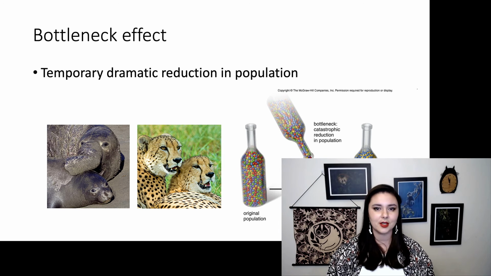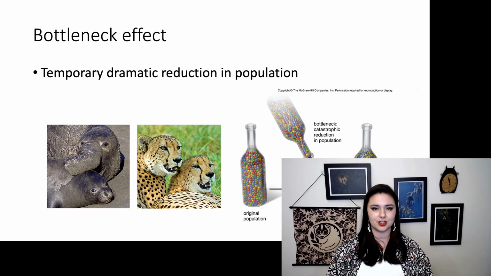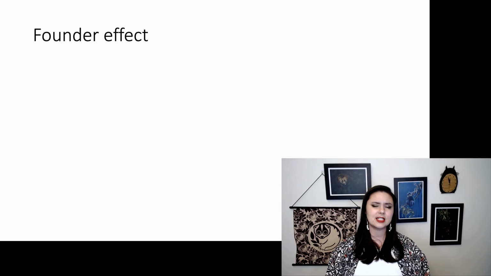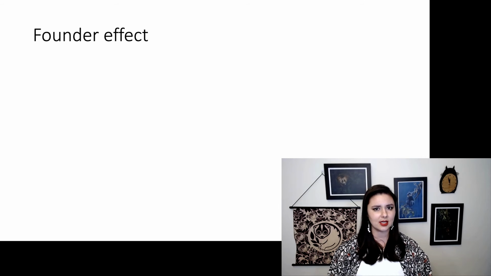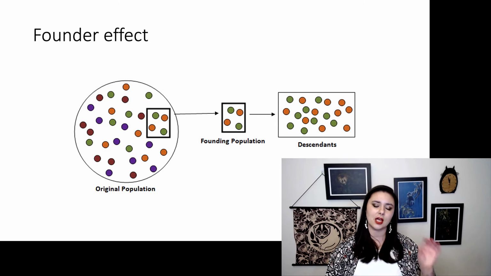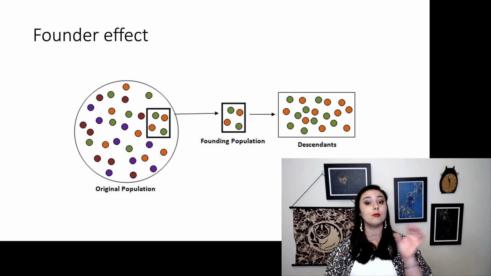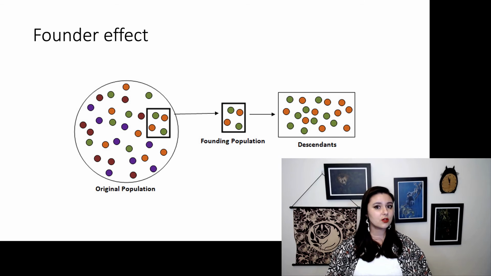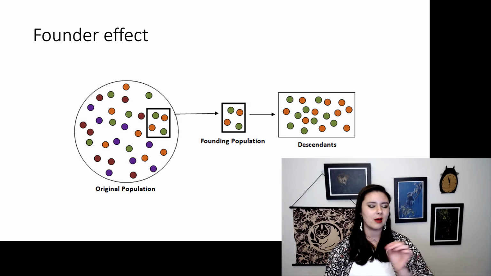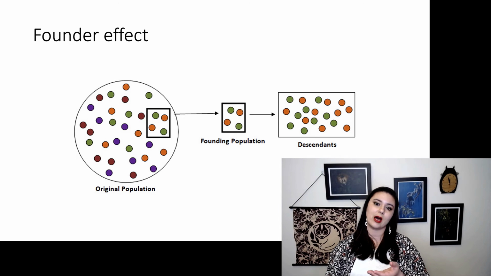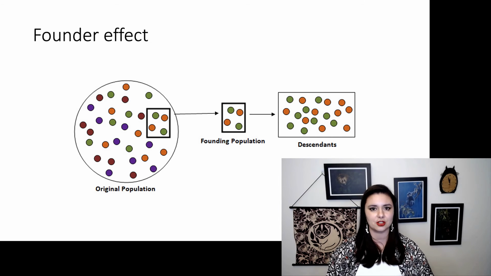The other really important type of genetic drift is a founder effect. A founder effect is similar to a bottleneck, but there's slightly different things going on. So here we have an original population, and just a few of those individuals move somewhere else and found a new population. Because only a few people are doing that moving, there's not going to be as much genetic variation in this new population from our old population here.